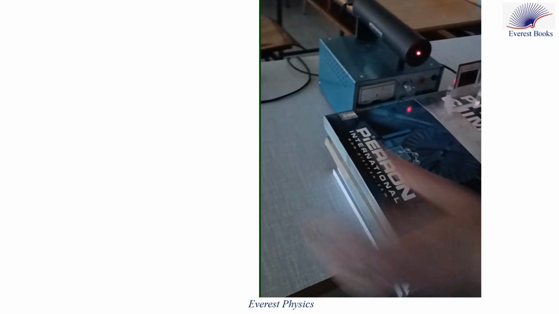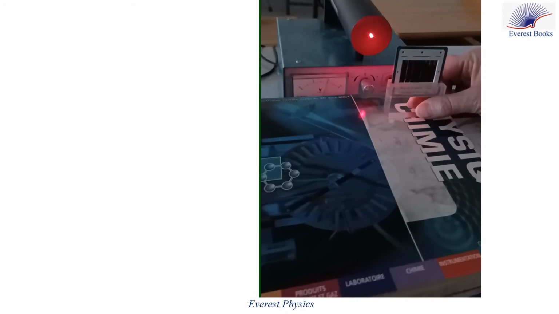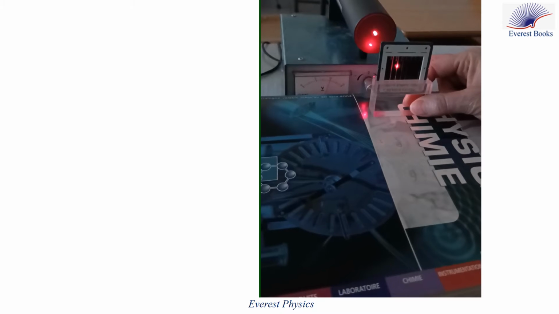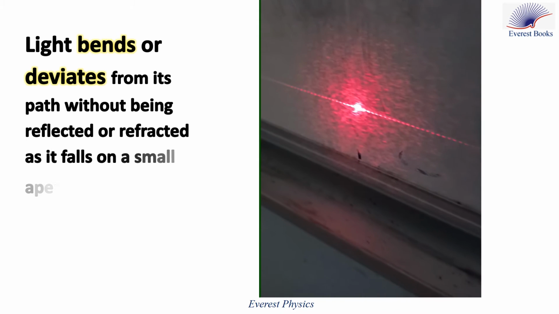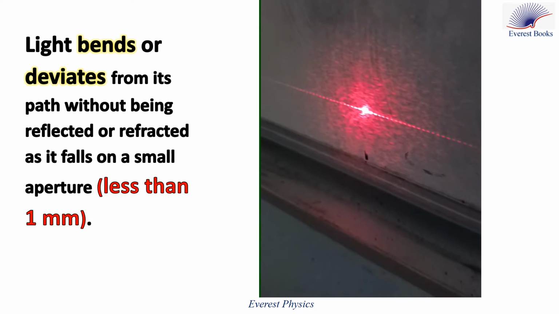Now, let me replace the cardboard by a thin or a narrow slit. Observe. Okay, now what do we observe on the screen? We observe that light is deviated from its original path without being reflected or refracted. This phenomenon is called diffraction of light.